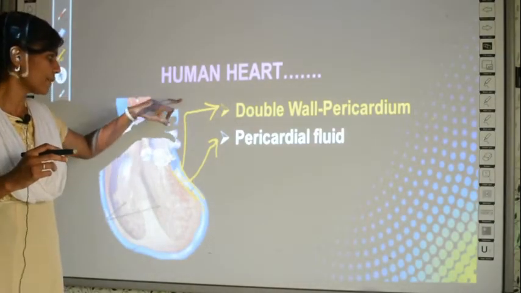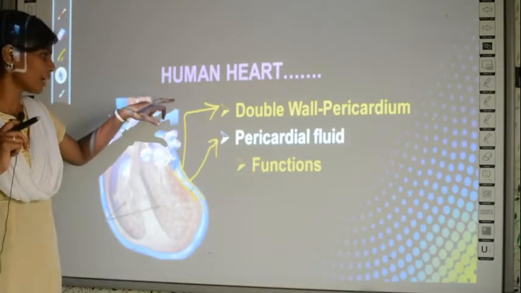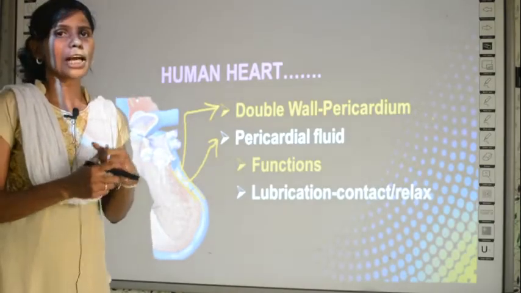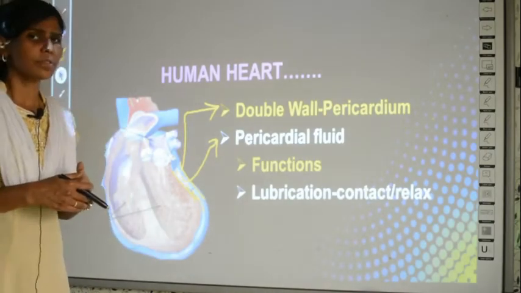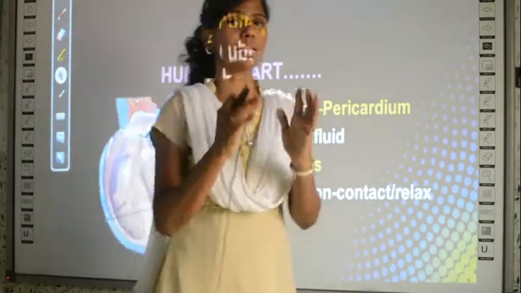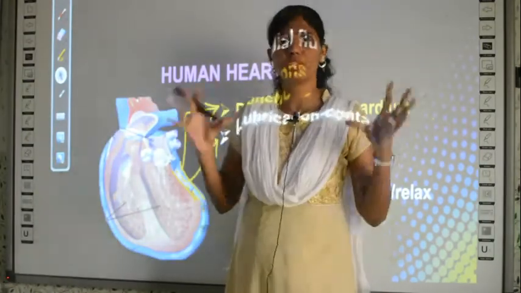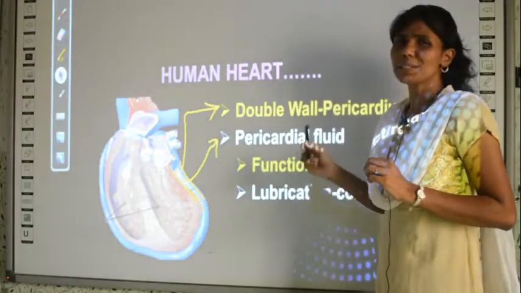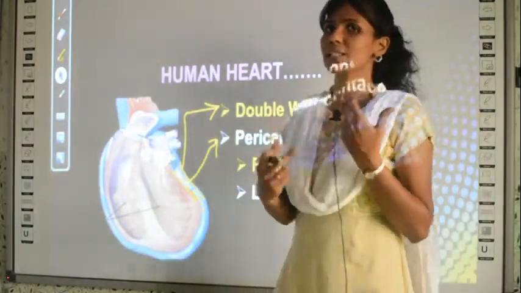What is the use of pericardial fluid? It has two functions. The first function is lubrication. So I already told you, heart always contracts and relaxes until your death, until your last breath. Your heart will be contracting and relaxing. So it needs a lubrication so that it does the work properly.